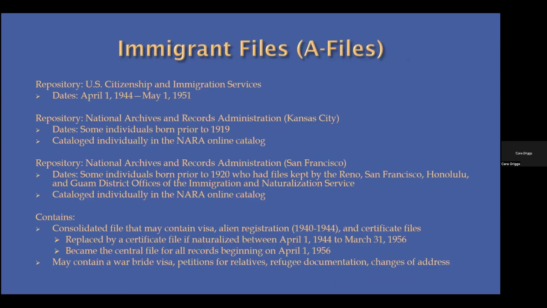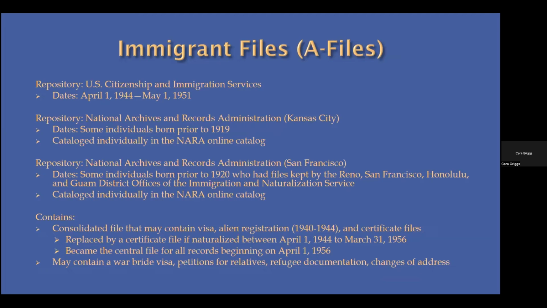A few years later, on April 1st, 1944, immigrant files, or A files, replaced the alien registrations. It was an attempt to create a single file for an immigrant, merging their visa file, alien registration, and perhaps a naturalization file, or information concerning refugee status into one. These files were created for everyone, so be sure to seek them out, particularly if an individual was not naturalized.